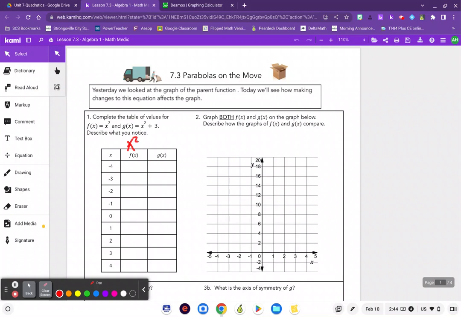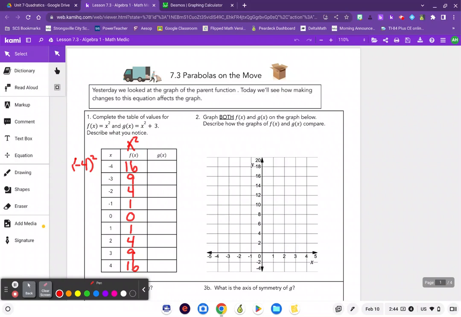And recall what that means is that I'm going to be squaring the -4, that's my x value. To square a number means I multiply it by itself, so -4 times -4 is going to be a positive 16. -3 squared is going to be a positive 9. Then I have a positive 4, a positive 1, a 0. 1 squared is 1, 2 squared is 4, 3 squared is 9, and 4 squared is 16. Okay, so that is the parent function, x values matched with the f of x, y values.